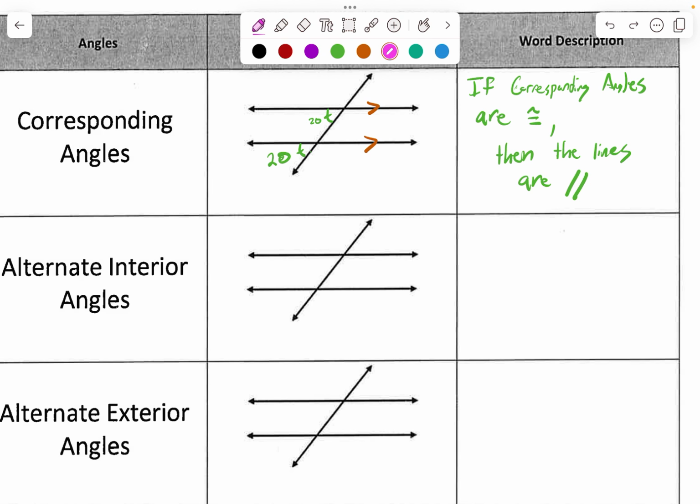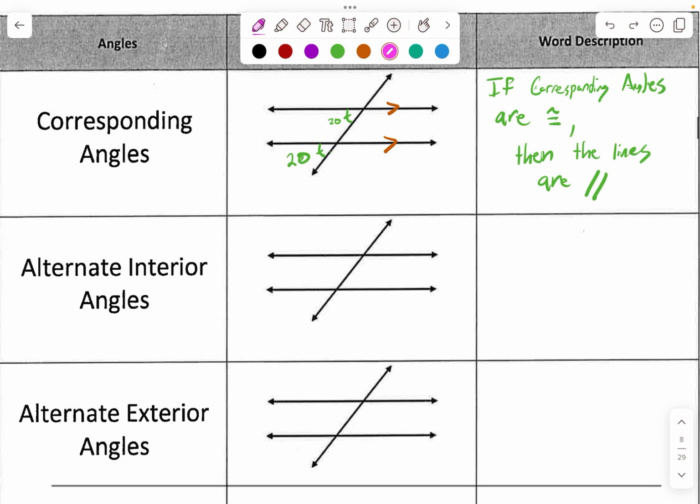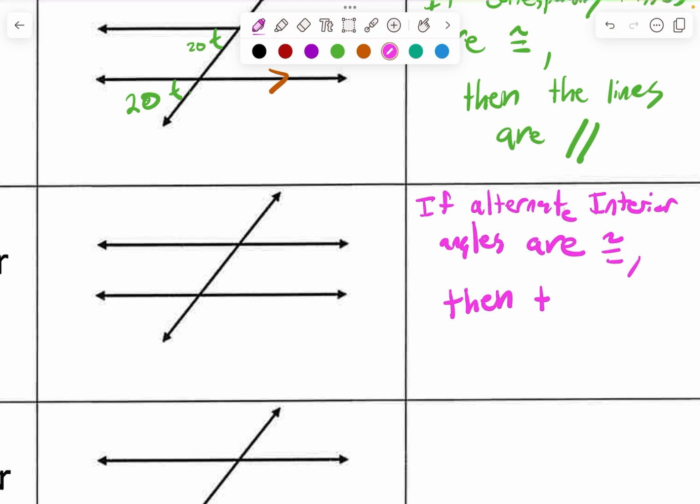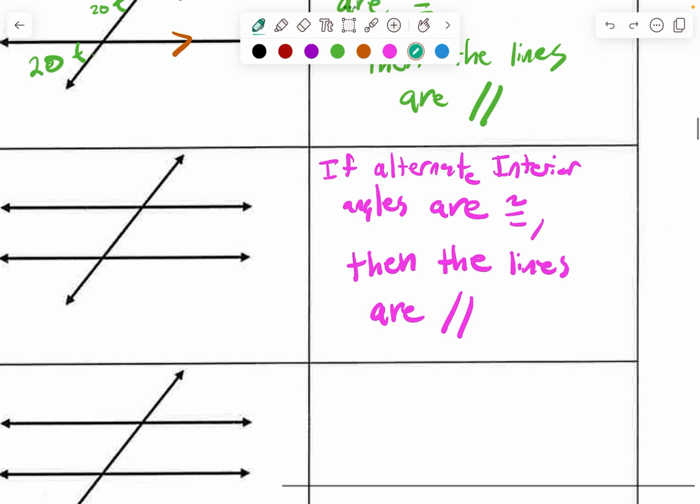All right, I'm going to keep going here. Alternate interior angles. If alternate interior angles are congruent, then the lines are parallel. Now, notice I didn't say the same. This means the same. This means, let me put this, face the same direction.